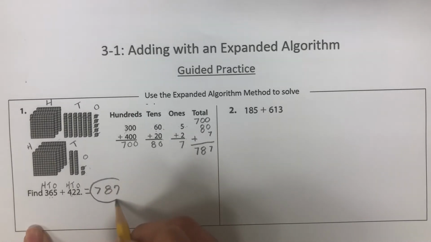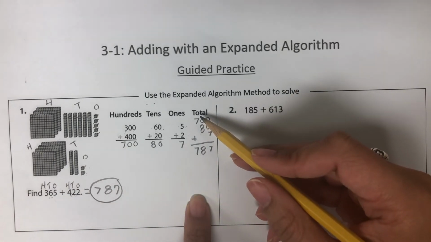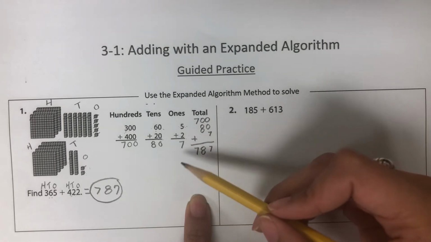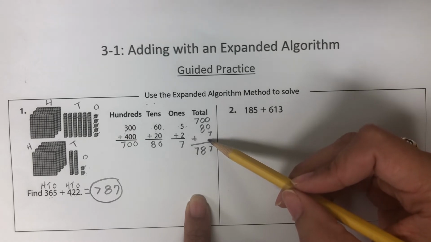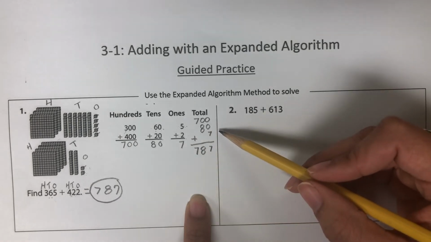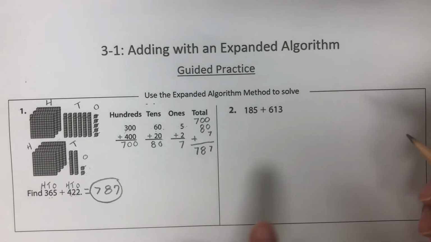And if you notice, boys and girls, not one time did I have to carry over anything, okay? Using the expanded algorithm method, chances are you're not going to have to regroup or carry anything over. And typically, when we have to regroup or carry things over, sometimes we forget about the digit that we carried over. Well, if we use this method, chances are we're not going to make that mistake. It does take a little bit more time, but you make fewer mistakes using this method. Okay, we're going to try it again.